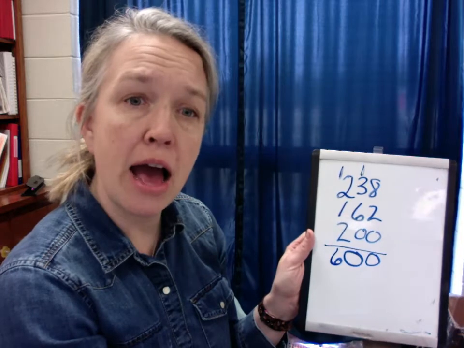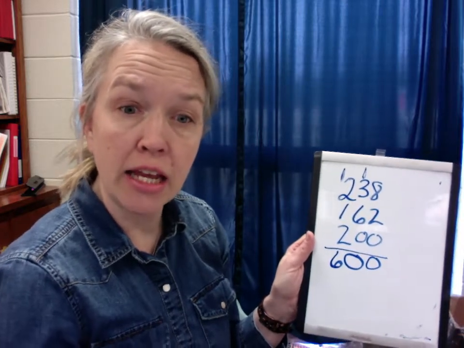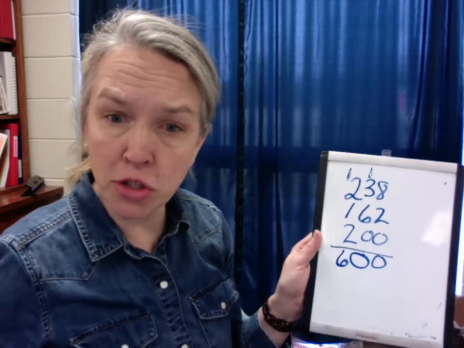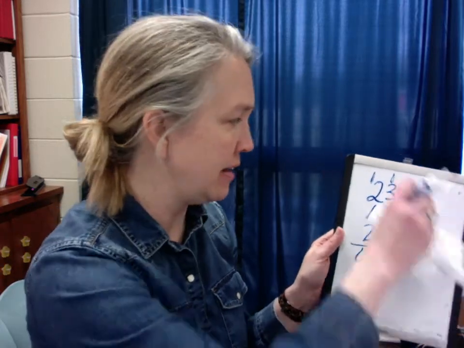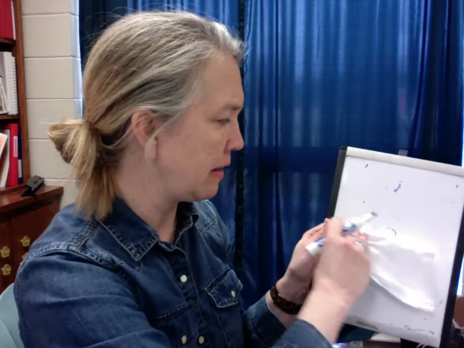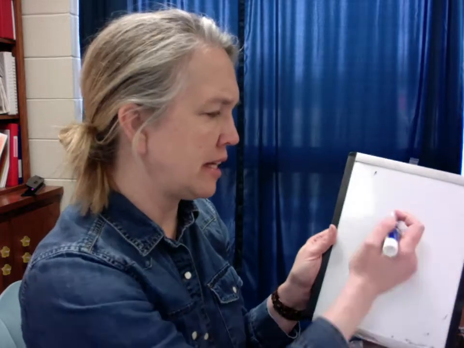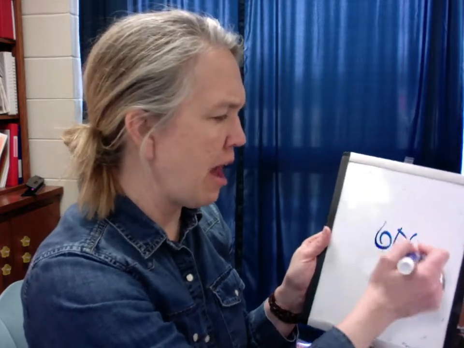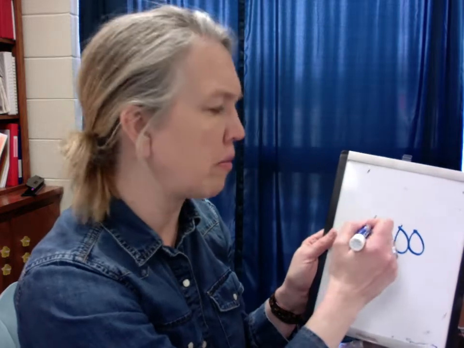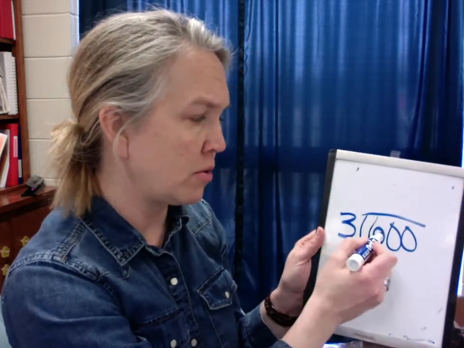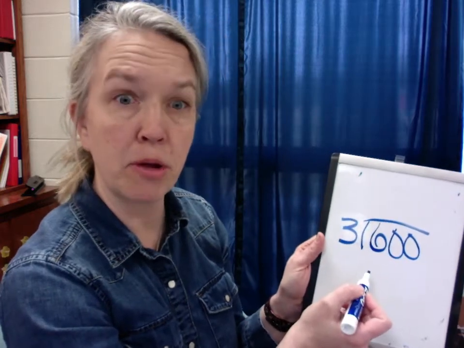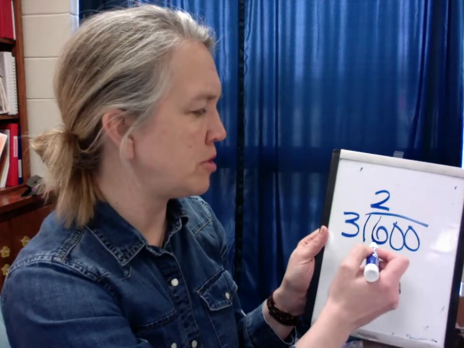But we want to figure out how much they averaged each day. So we have to kind of divide them up into each group, which is a sign to me that we are going to divide. So the answer was 600. And how many days was it? It was 3, right? Because we added 3 things up. So we're going to put our 3 here and we're going to divide. 3 goes into 6. How many times? 3. 3 times 2 is 6.